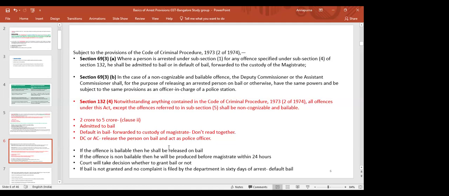So this is the issue that is the debated thing. Below 5 crores also, can a person be arrested? Because the person arresting can himself release on bail, it is treated as if arresting below 5 crores is therefore not necessary, not even required.